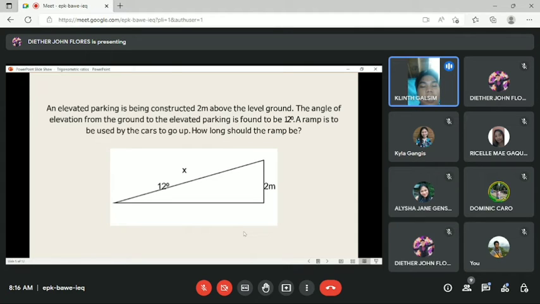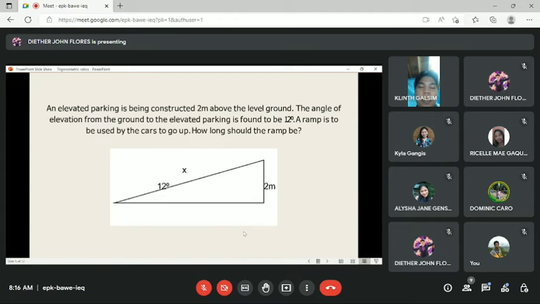In solving the hypotenuse, we multiply both sides by x. So we are left with x sine of 12 degrees is equal to 2. And then divide both sides by sine of 12 degrees. So we are left with x is equal to 2 over sine of 12 degrees. To simplify this, we get the approximation of 9.62 meters. So any questions? None so far, sir. Okay.